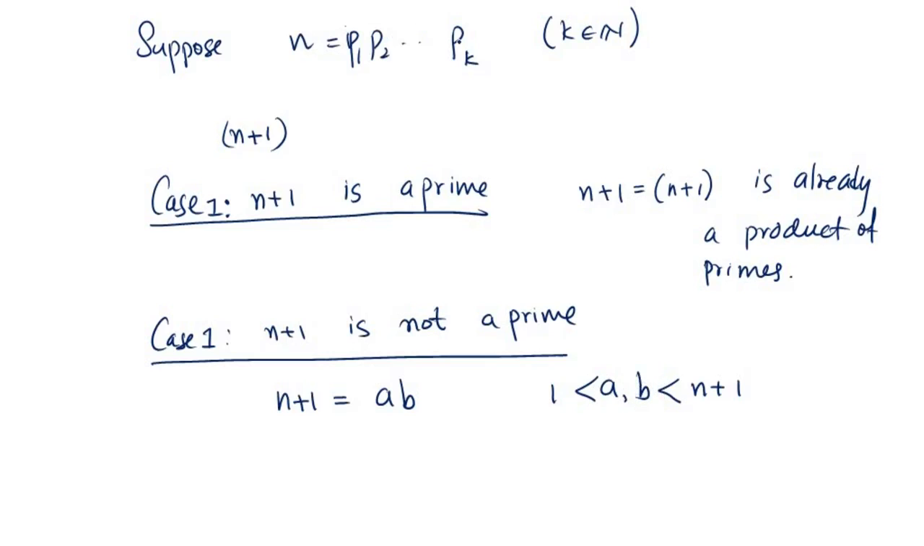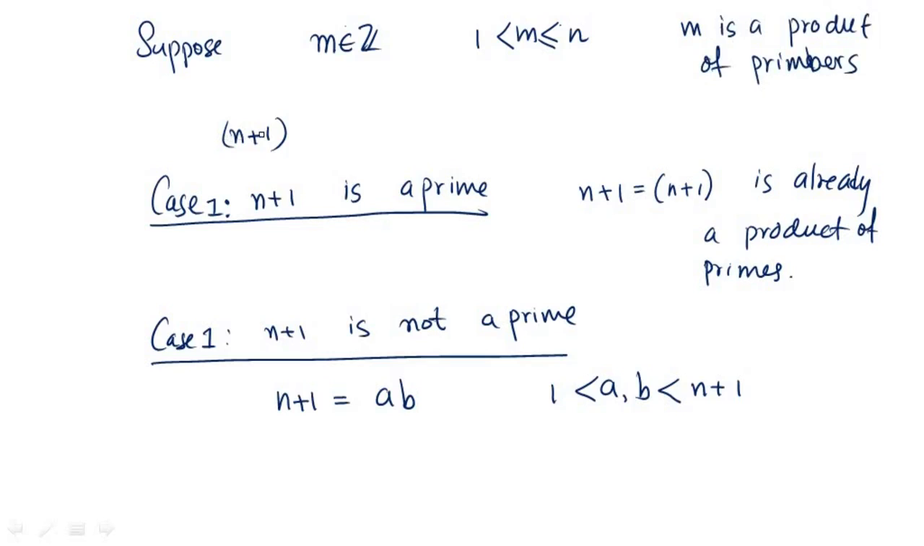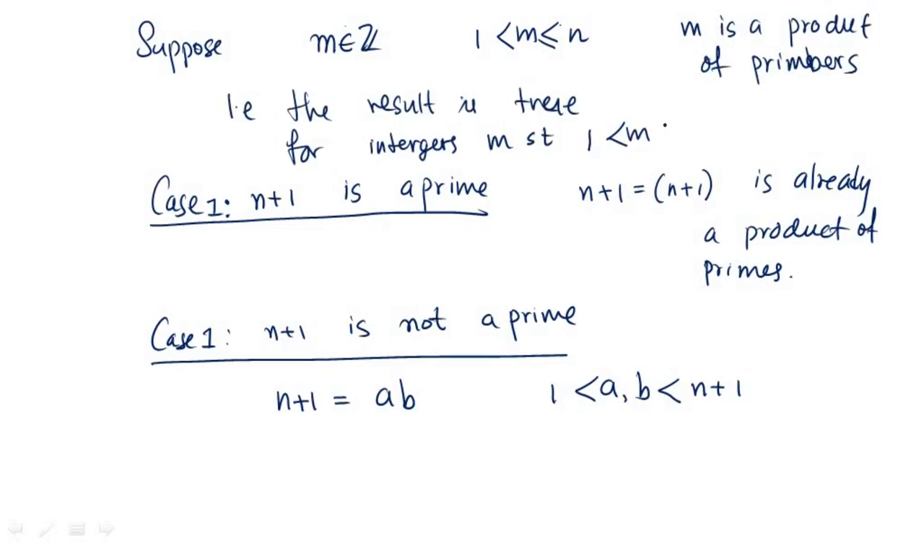Therefore, let's change this hypothesis into the following. I'm going to erase this. I'm going to assume that for every integer m such that m is greater than 1 and less than or equal to n, m is a product of prime numbers. In other words, I am assuming the result is true for all integers greater than 1 and less than or equal to n. Now, I can immediately apply my assumption to a and b, because a is greater than 1 and less than or equal to n.